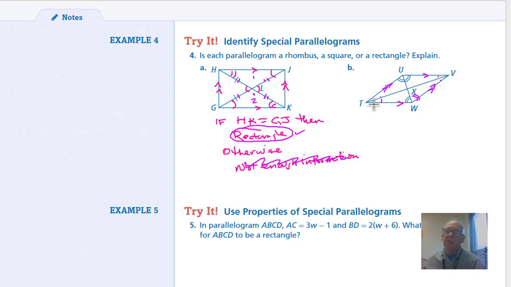which basically lets us say that X is the midpoint of TV, and X is also the midpoint of UW. So we have two diagonals that bisect each other, and their sides are all congruent. That's enough for this to be a rhombus.